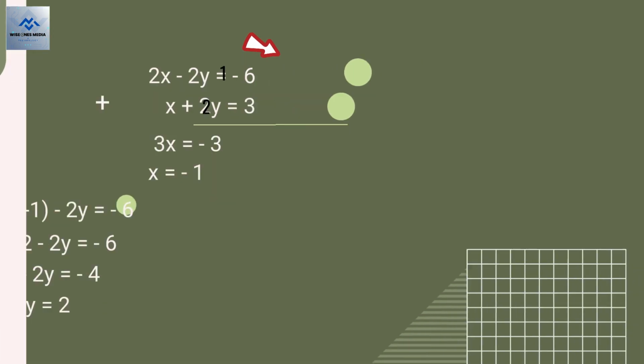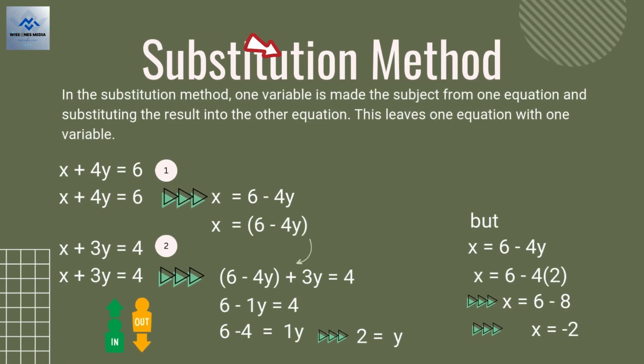Substitution method. As the name suggests, this method involves solving one equation for one variable and substituting that result into the other equation. Steps: 1. Make one variable the subject of the equation. 2. Substitute this expression into the other equation. 3. Solve the resulting equation for the remaining variable. 4. Substitute the value back to find the other variable.